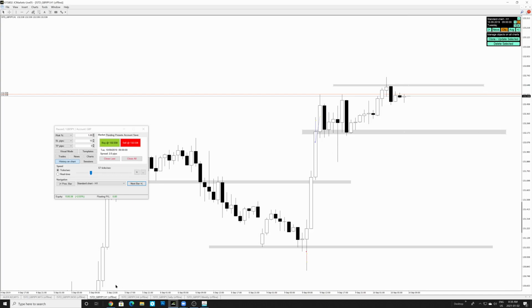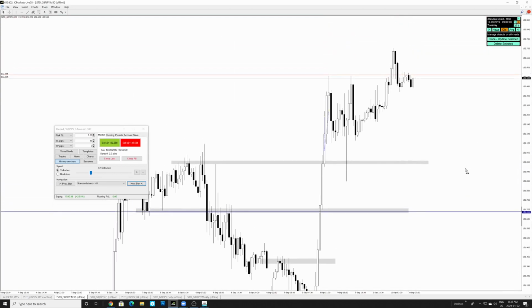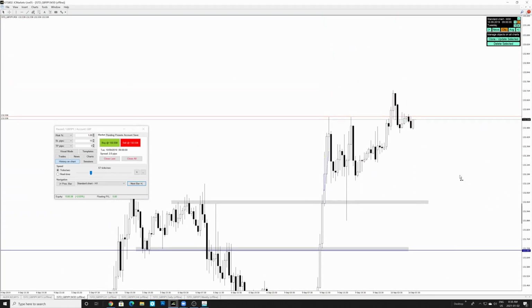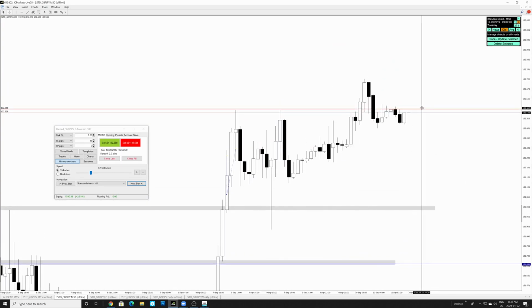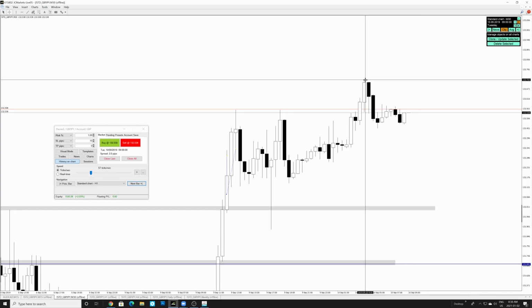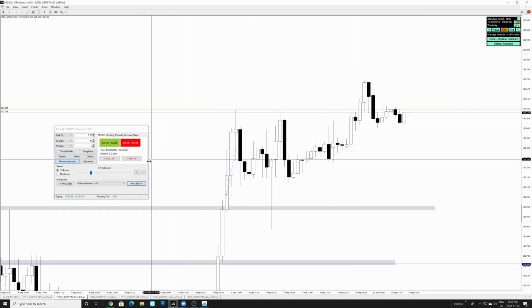So let's take a look on the 30-minute time frame and see what's going on. On the 30-minute time frame, oh man, it's even horrible. It's even worse. So I guess we'll need to see a break above. Can we see a break above? Yeah, we'll need to see a break above 132,720 for price to move up. So let's just wait for that.